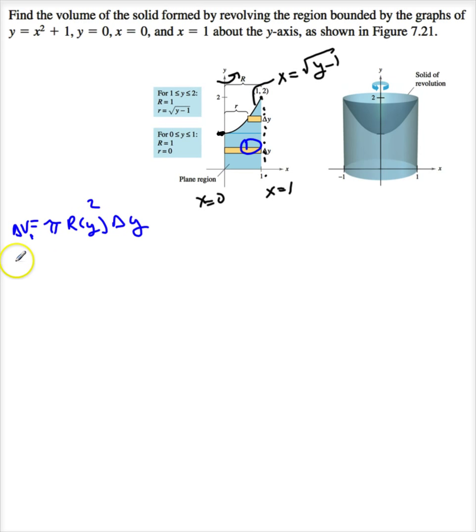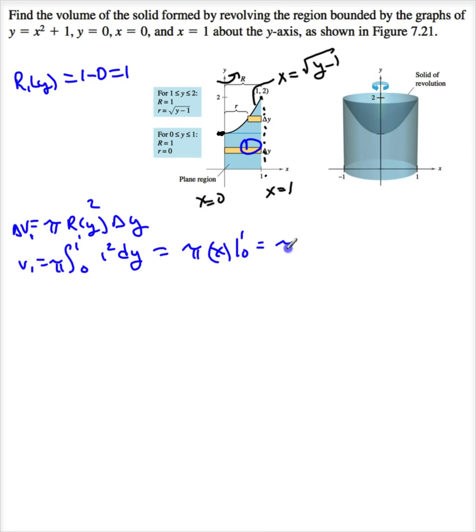So this first volume is going to be the integral from 0 to 1 of pi R1 of y squared. Oh, I didn't write what R1 of y is, did I? You need to go on and do that. R1 of y is the height of this rectangle, and the height of this rectangle is right minus left, so it's 1 minus 0, 1. So this becomes 1 squared dy. So this just becomes pi y evaluated from 0 to 1. So it's pi times 1 minus 0, or just pi. So this volume right here is pi.